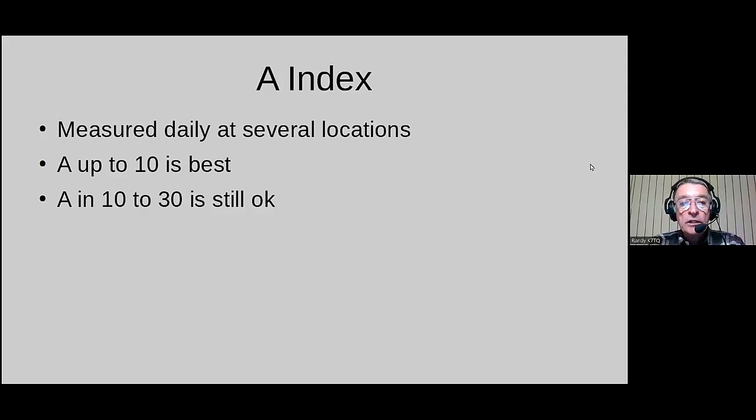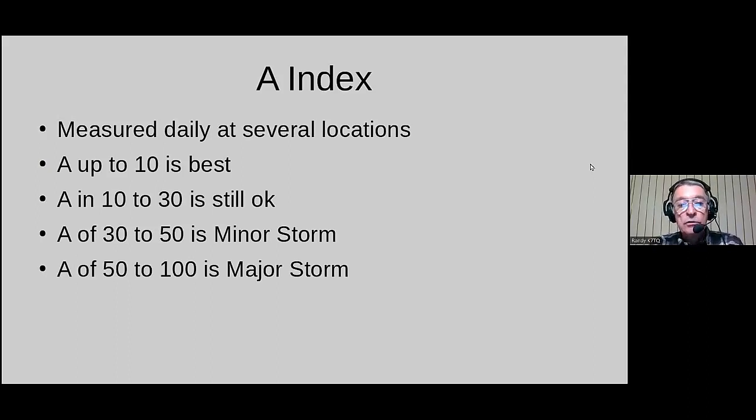When A gets in the range of 10 to 30, it's still okay, but not as good as when you'd like it, an A in the 10 range. When A gets up to 30 to 50, that's a minor storm, and conditions become much more difficult on the HF bands.